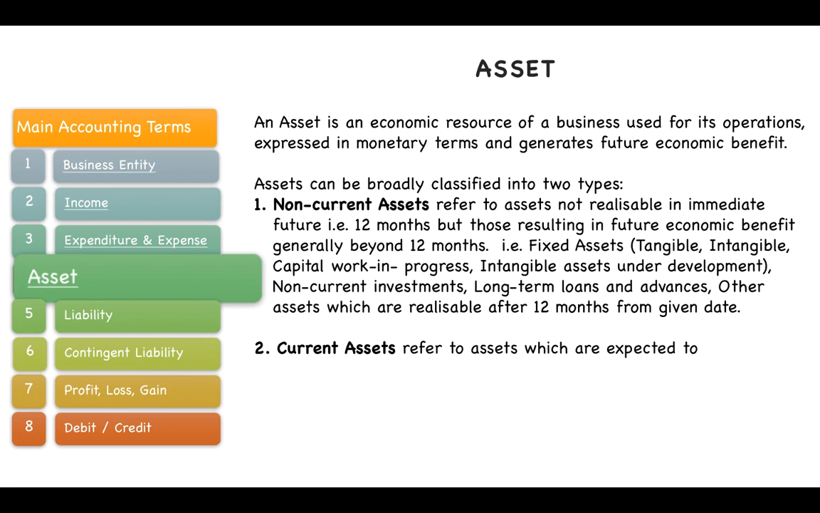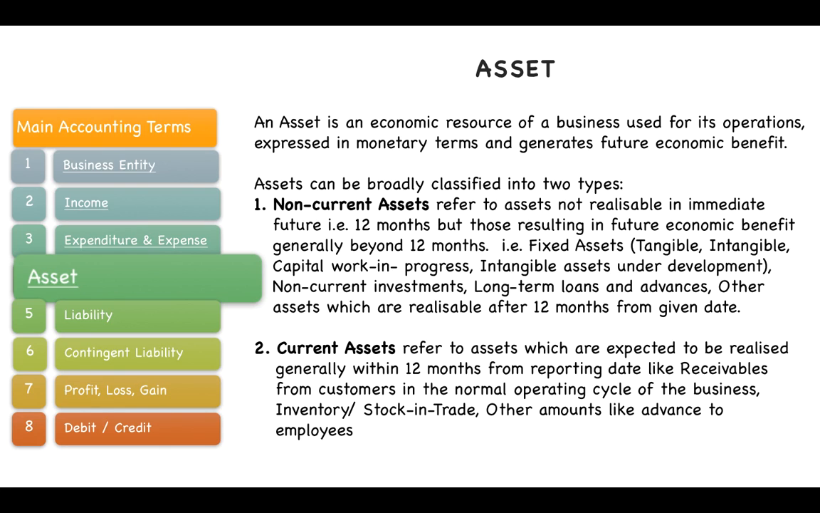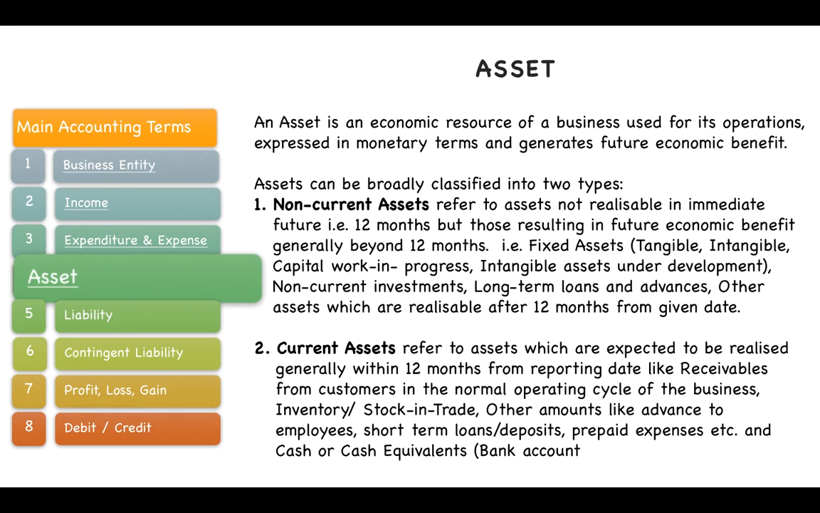Let's go to current assets, which refer to assets which are expected to be realized generally within 12 months from reporting date, which is a balance sheet date, like receivables from customers in normal operating cycle of the business. Inventory, that is stock in trade. Other amounts like advance to employees, short-term loans, deposits, prepaid expense, etc. And cash or cash equivalents, including bank account balance, fixed deposits, which are maturing within 12 months from your balance sheet date.